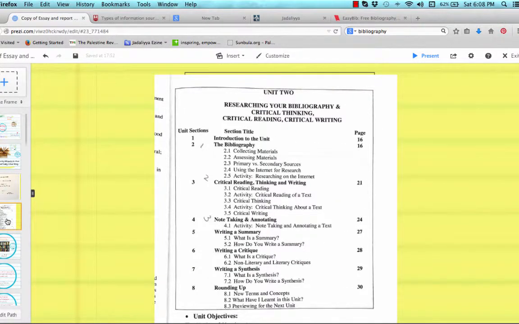So this unit is simply comprised of 8 sections. I've divided the presentation to bulk up 4. So it's comprised of 4 sections. So we're looking at the first one, which is the introduction to the unit. Very simple. We're looking at the bibliography, critical reading, thinking, and writing, note-taking and annotating, which is quite brief, and then look at the 3 after that. It's writing a summary, writing a critique, and writing a synthesis.